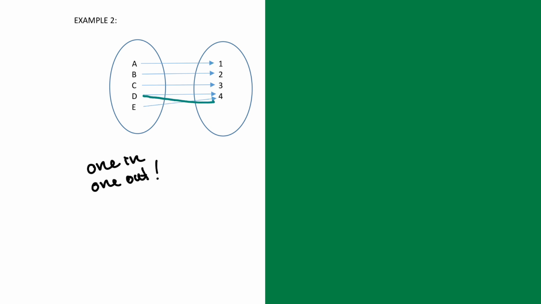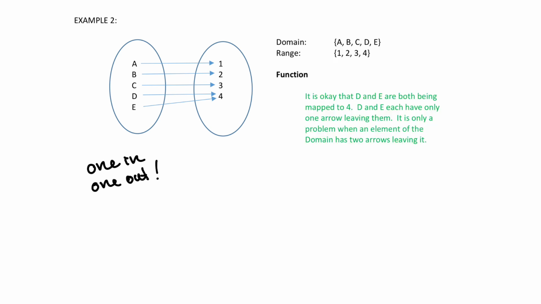D went to 3 and 4, that would be a problem. But because each one of these has one arrow coming off of it, it is a function. Okay? And you can see that from what it says. Okay? It is okay that D and E are both being mapped to 4. They have one arrow leaving them. And it's only a problem when an element of the domain has 2 arrows or more leaving it.